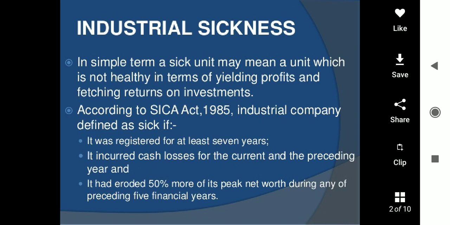So there are 3 basic conditions. First condition is that it was registered for at least 7 years, and it incurred cash losses for the current and the preceding year, and it had eroded 50% or more of its peak net worth during any of the preceding 5 financial years. So all of these points define industrial sickness.